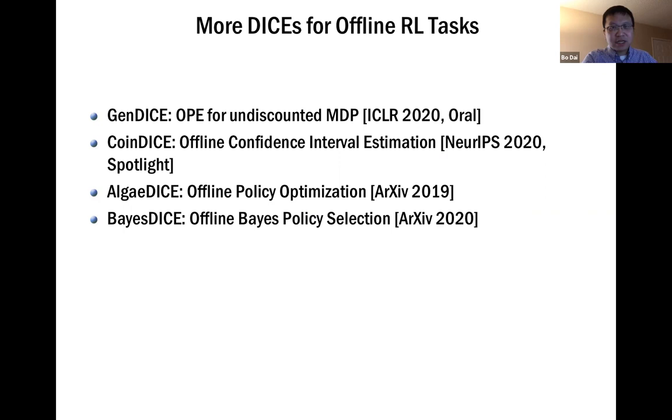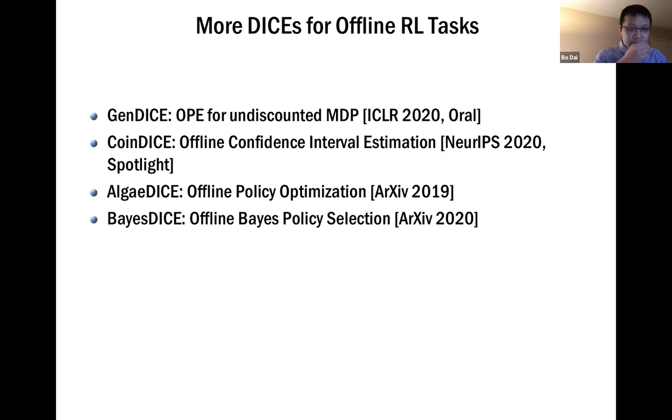But both DualDICE and GenDICE just give you a point estimate of the policy value. Sometimes we want a confidence interval for this scalar. So that's why we proposed the CoinDICE paper, trying to not just give you one particular estimation, but also upper and lower bounds for this quantity. That's the second paper. Both DualDICE, GenDICE and CoinDICE are just for policy evaluation. As I mentioned, the eventual task in reinforcement learning is policy optimization, which is saying I want to find the best policy, which achieves the maximal policy value.